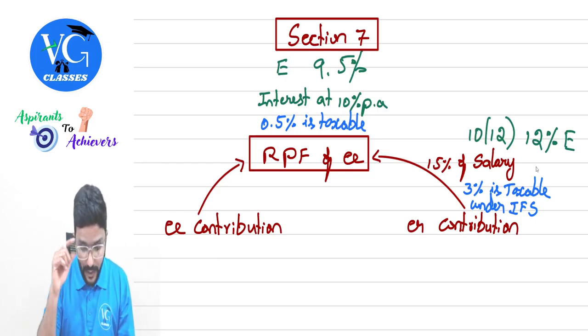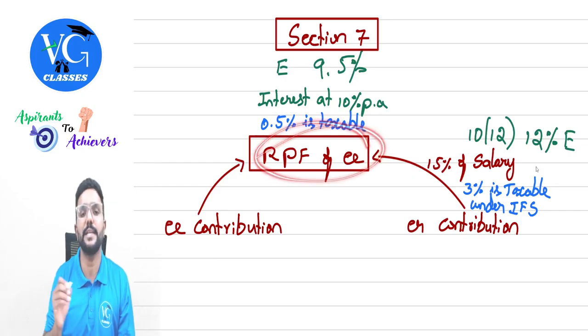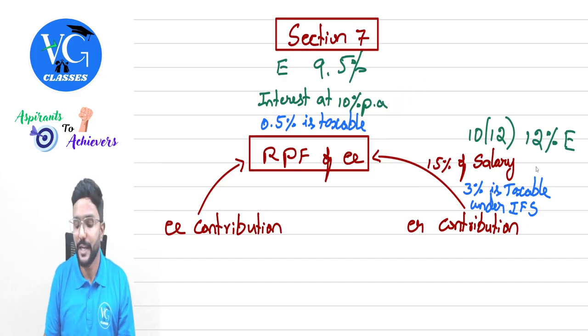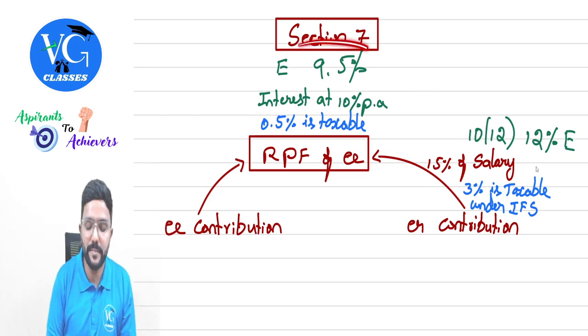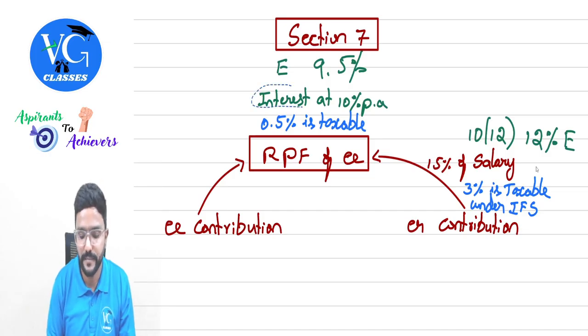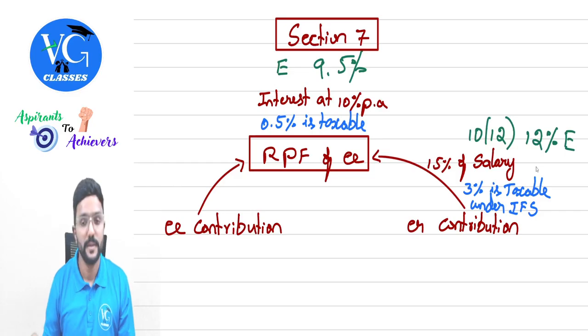Same way. Assume on whatever balance is there in recognized provident fund, the actual interest earned is 10%, guys. Actual interest earned is 10%. But interest is exempt up to 9.5%. That means the remaining 0.5%, is it taxable? Yes, it is taxable. The remaining 0.5% is taxable, guys. Is that clear? Hope you got it.